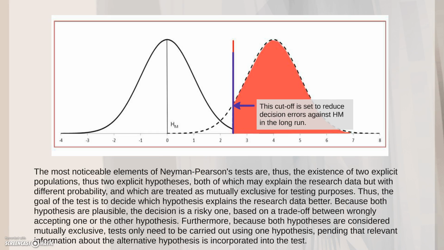Because both hypotheses are plausible, the decision is a risky one, based on a trade-off between wrongly accepting one hypothesis or the other hypothesis. Furthermore, because both hypotheses are considered mutually exclusive, tests only need to be carried out using one hypothesis, pending that relevant information about the alternative hypothesis is incorporated into the test.